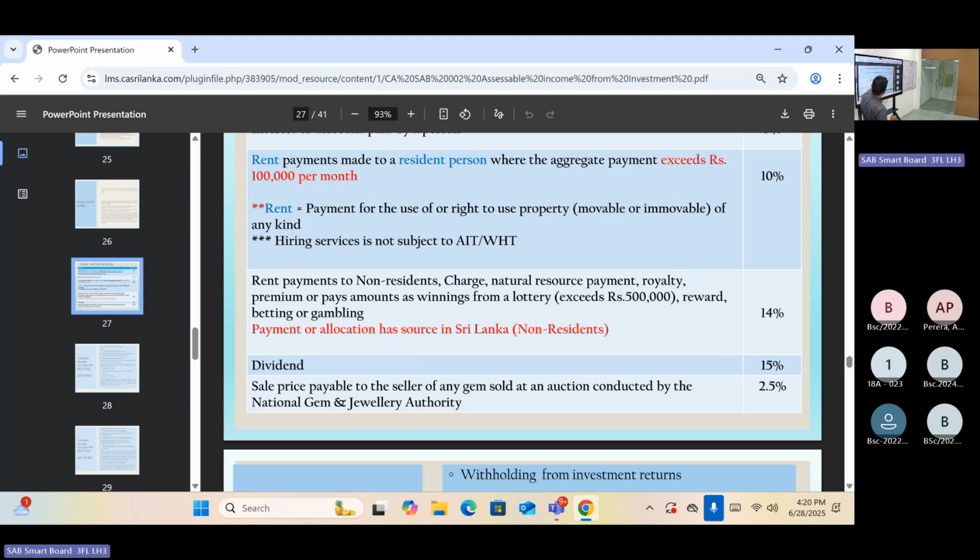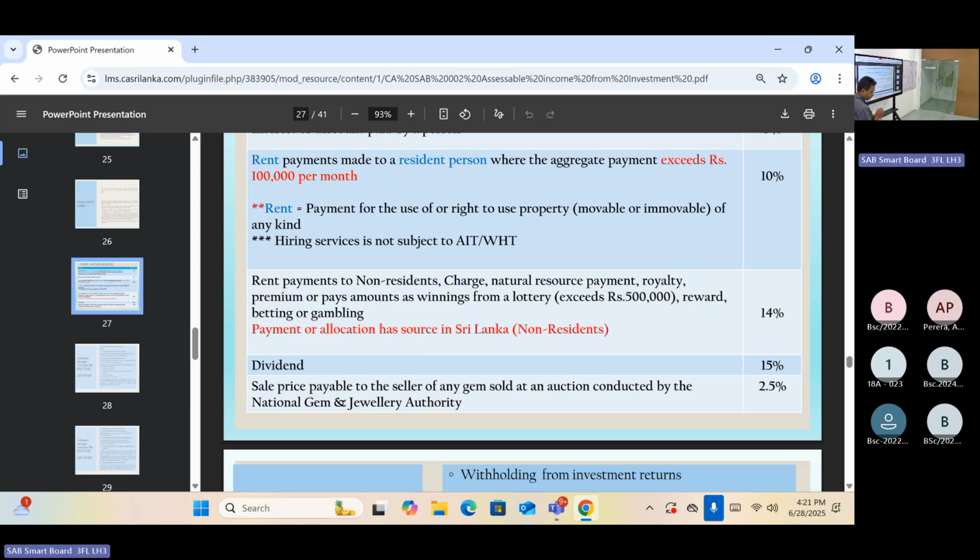Or including non-resident, winnings from lottery exceeding 500,000; up to 500,000 is tax exempt. If it exceeds 500,000, 14% WHT. Dividend 15%. Selling of gems at the auction conducted by the National Gem and Jewelry Authority, on the selling price 2.5% withholding tax. That goes as withholding tax.